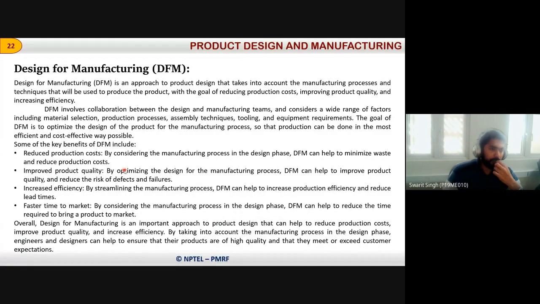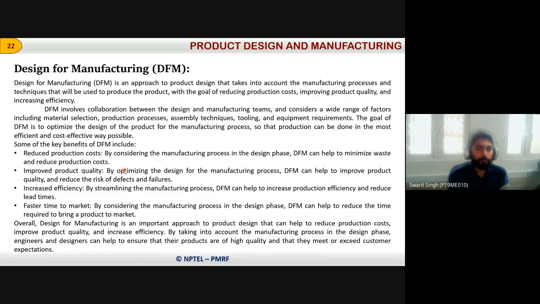Next is the topic that someone asked about last time, the detail of design for manufacturing. The slides contain that information. So what is design for manufacturing? It is an approach to the design of a product that takes into account the manufacturing processes and techniques that will be used to produce that particular product, with the goal of reducing production cost, improving product quality, and increasing the efficiency of the overall manufacturing system.